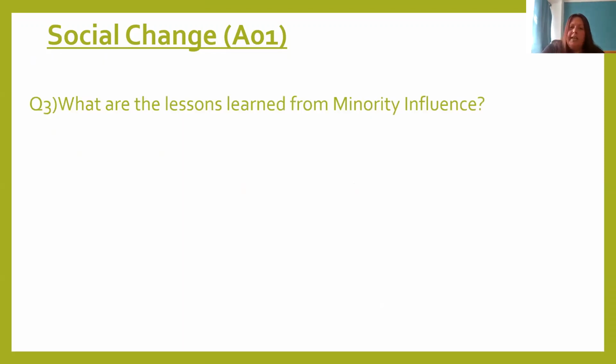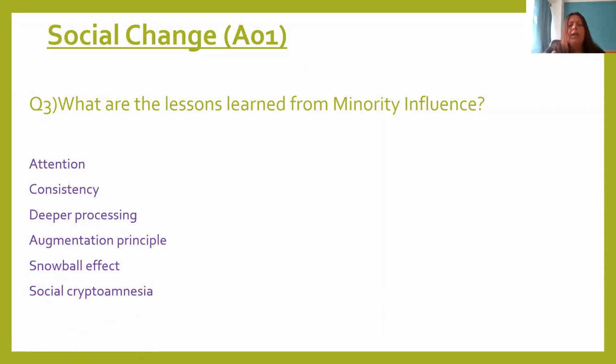So thinking about minority influence, what are the lessons learned? In your textbook, there are 6 key things that you can talk your way through. We want people to pay attention, so draw their attention to the changes that we want to bring about. I need to be consistent. I need people to process it deeply and think cognitively about it to change their views. I need to show that I'm truly committed and put myself on the line. I need the snowball effect to happen. And ultimately, I know the job is done when social cryptoamnesia happens, so people forget where it came from in the first place.